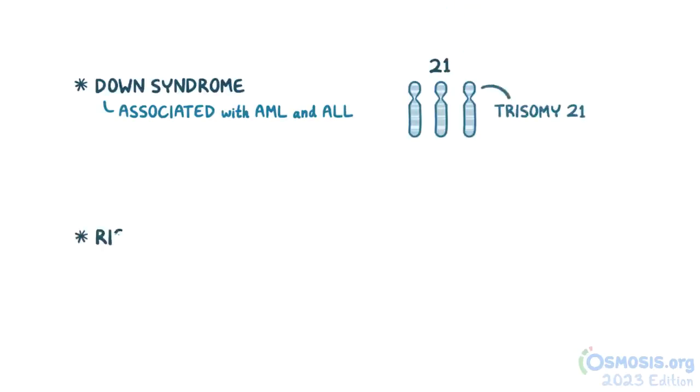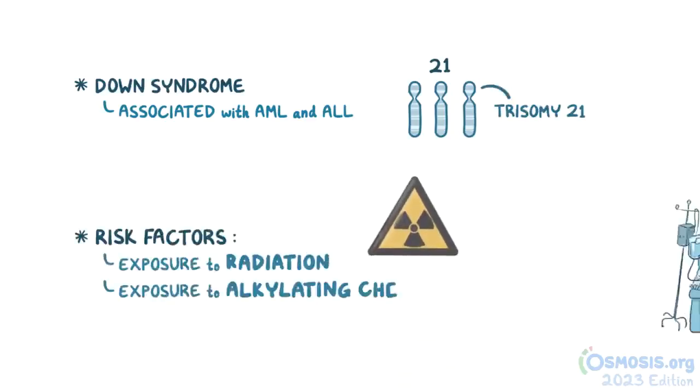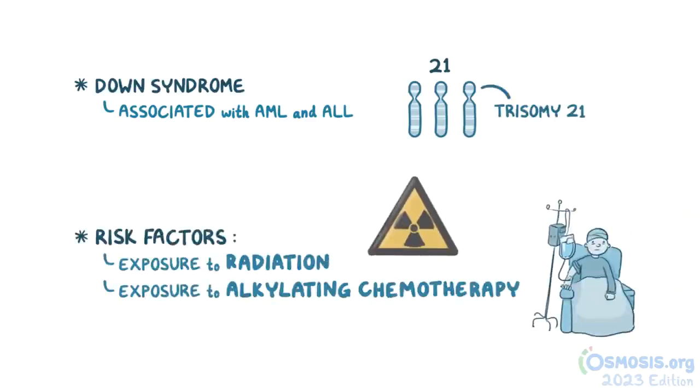Finally, there are also some other risk factors for acute leukemia, like exposure to radiation and alkylating chemotherapy, which may have been used as treatment for some other type of cancer.